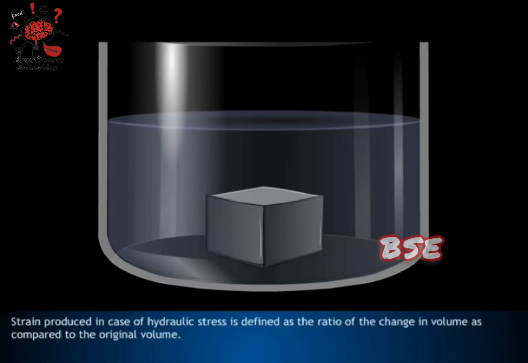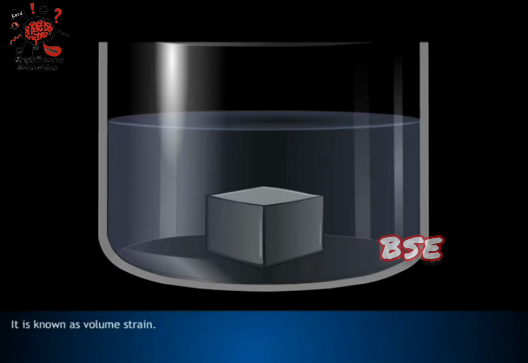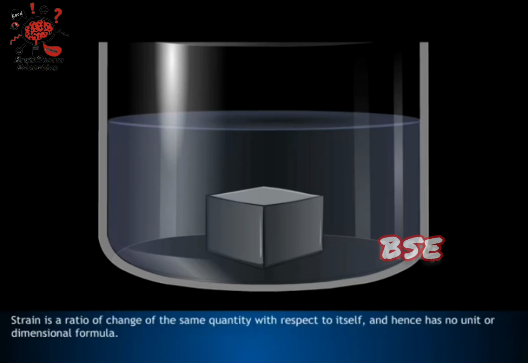Strain produced in case of hydraulic stress is defined as the ratio of the change in volume as compared to the original volume. It is known as volume strain. Strain is a ratio of change of the same quantity with respect to itself, and hence has no unit or dimensional form.